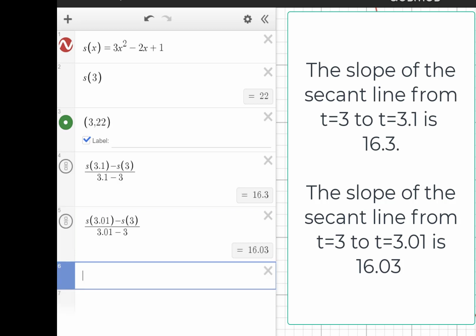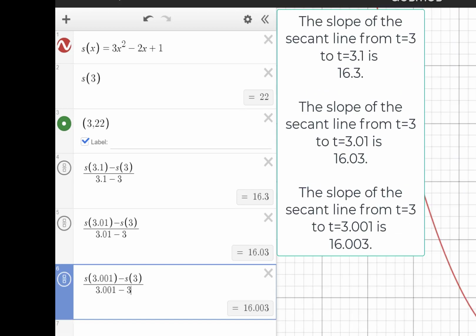Let's get even closer. When I find the slope of the secant line from x equals 3 to x equals 3.001, we see that the slope of that secant line is 16.003. The average rate of change from 3 to 3.001 is 16.003. It seems to me that as the 2 points get closer and closer together, the slope of the secant line is approaching 16. Let's do it from the other side.